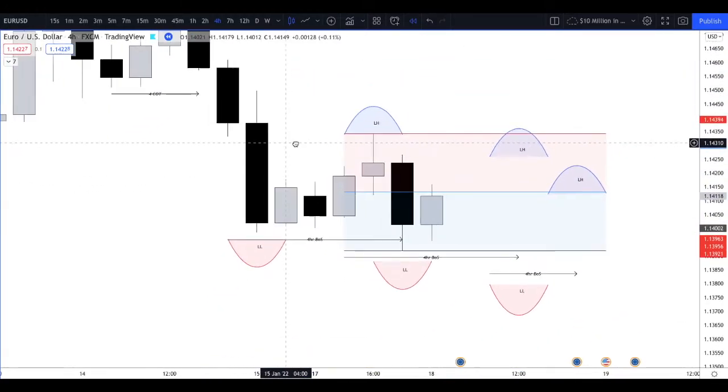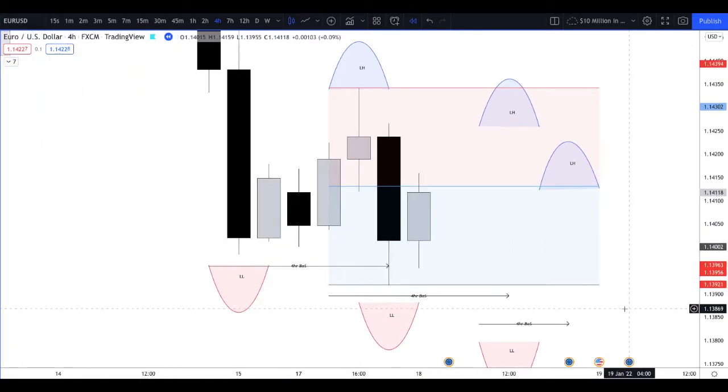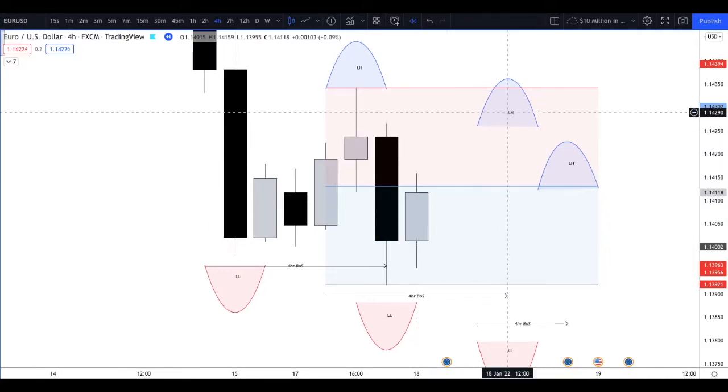As you can see here, we've broken trend. This is a confirmed trend now. So we're expecting a lower high. So we can look for sells in the back of the ranges here, okay?